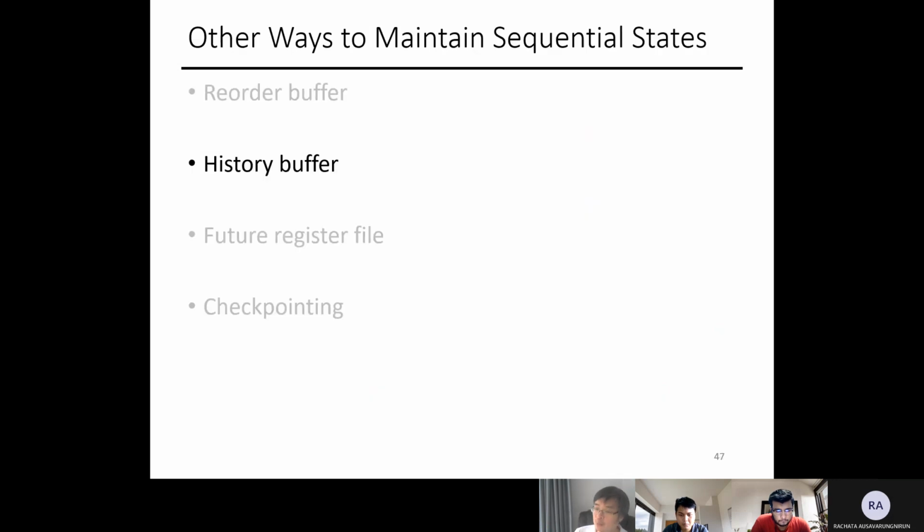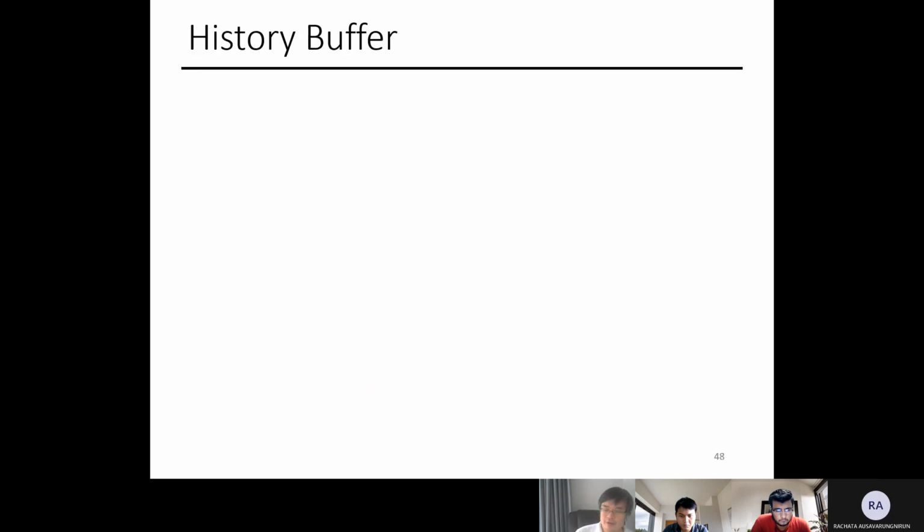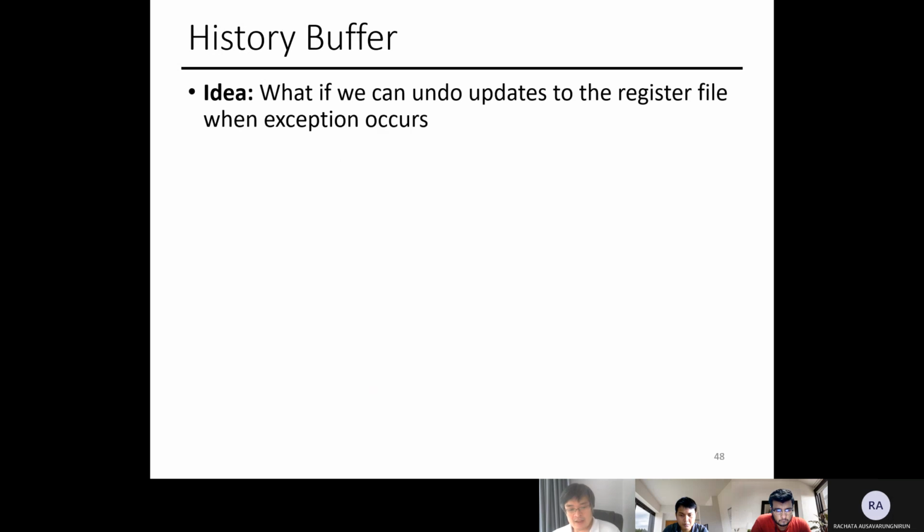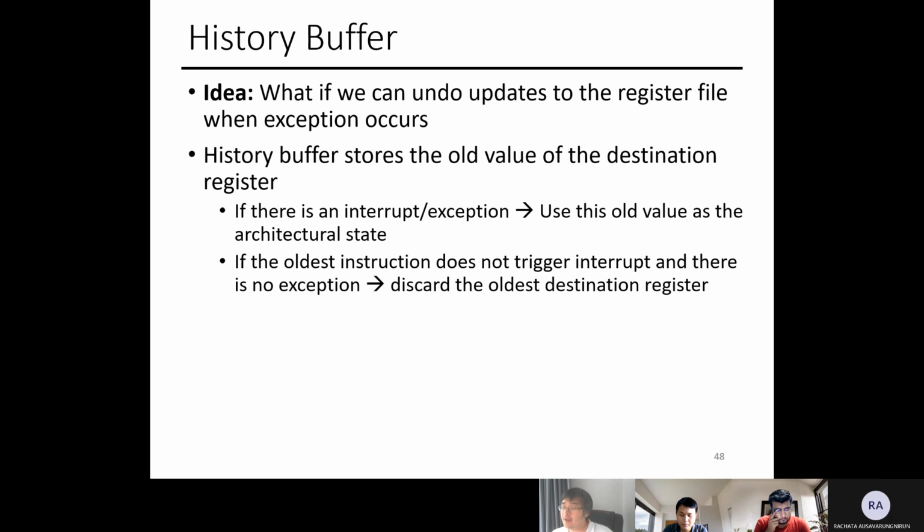You don't have the fresh version that you can, when exception happens, throw at the programmer right away, right? So that's where the history buffer comes into play. What if we can undo the updates to the version of the register file where exception occurs, right? So the history buffer would store the old value. It only gets updated when you finish the instruction.